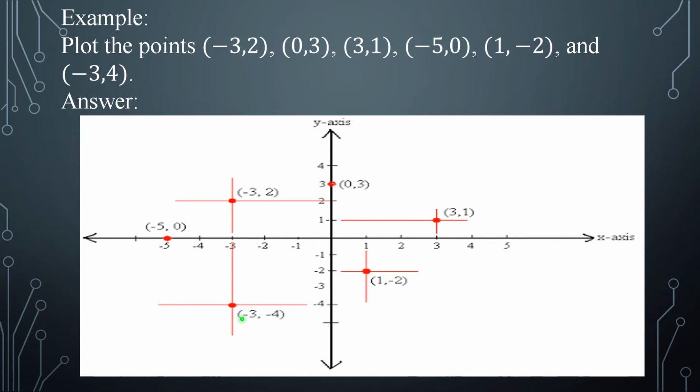Next, let's have the last one, negative 3, 4. So this is negative 3, the x-coordinate, and then the y-coordinate of 4. This is 4. So the intersection is this point, with coordinates negative 3 and 4. Negative 3 is the x-coordinate, 4 is the y-coordinate.